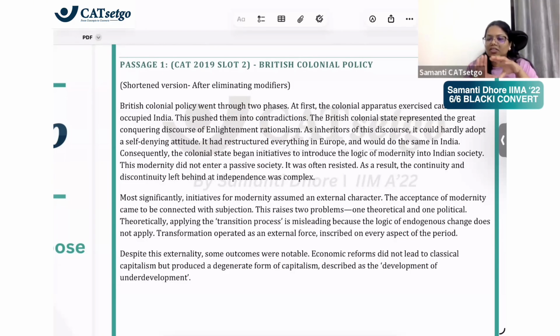So that main part is here. I have not taken the entire RC. This is obviously from CAT 2019 slot 2, but I eliminated the modifiers, the unnecessary information, and made it short. Because that's always the first step. We eliminate the unnecessary information and keep what is important, and then from there, we start analyzing the RC.